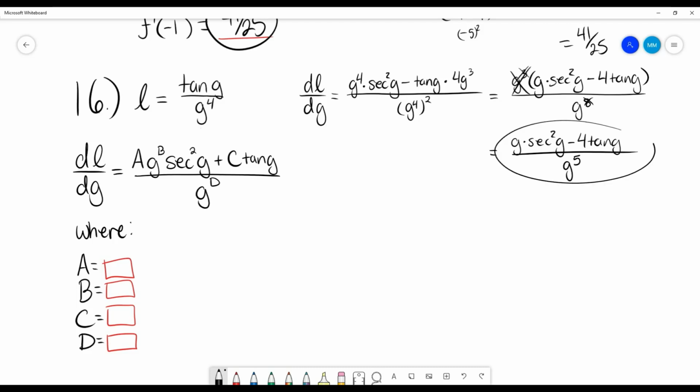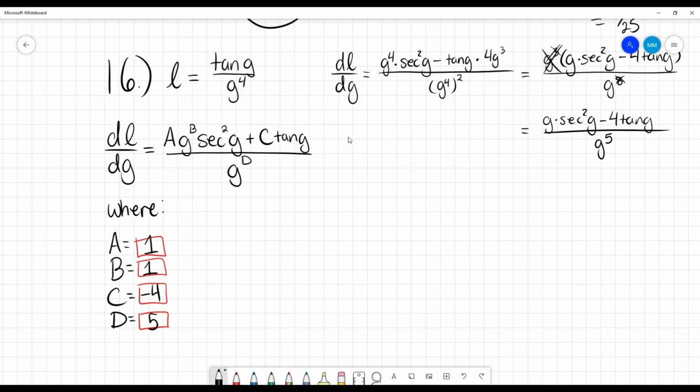And now we see that this is actually exactly in these terms. We see we don't have a coefficient in front of our g, so a equals 1. G to the b, our power here is obviously a 1. So then we've got secant squared of g plus c tangent of g. Our c in this case is that -4, all over g to the power of d. We see d is 5. I do believe that was our last question.